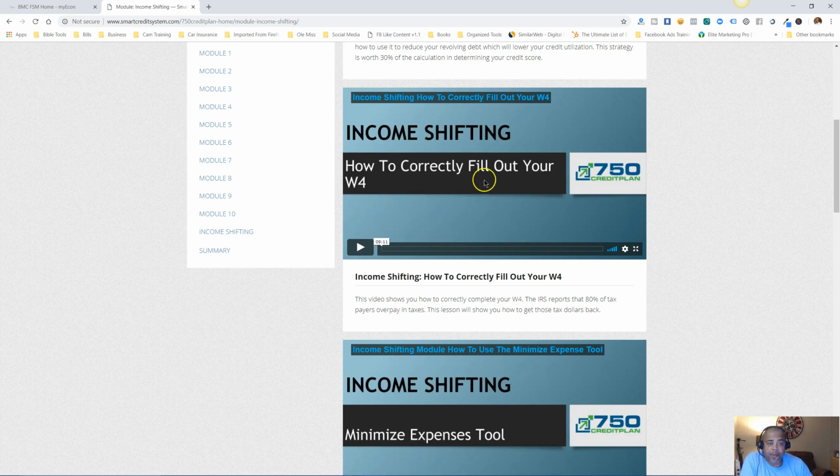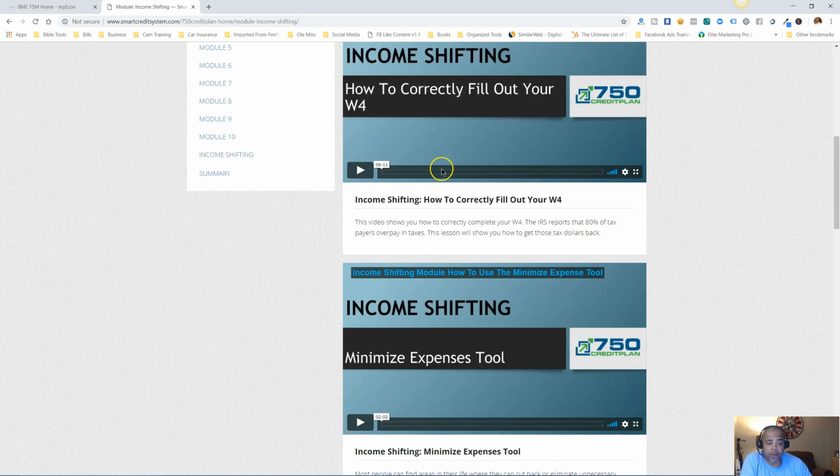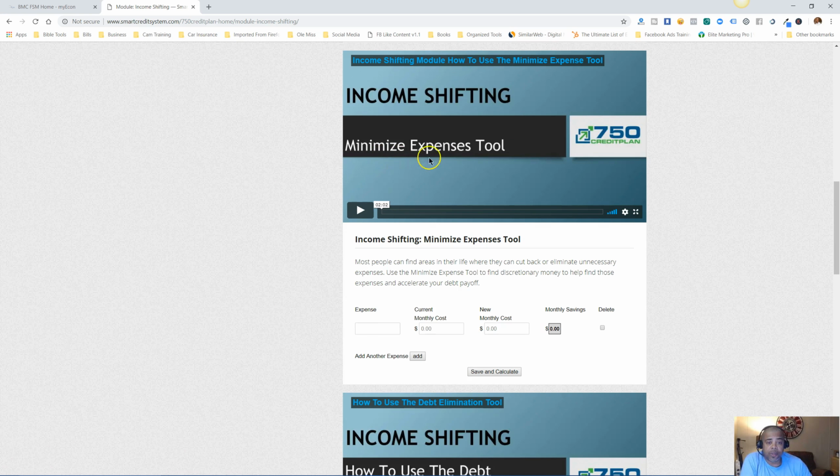After you have done that and you start getting money back into your household, you want to use the minimize expense tools and minimize your expenses, such as your cell phone bill. Could you get a cheaper plan? What about your internet?